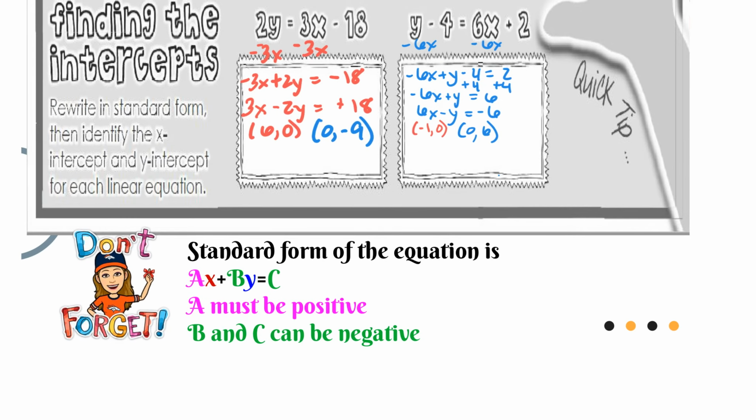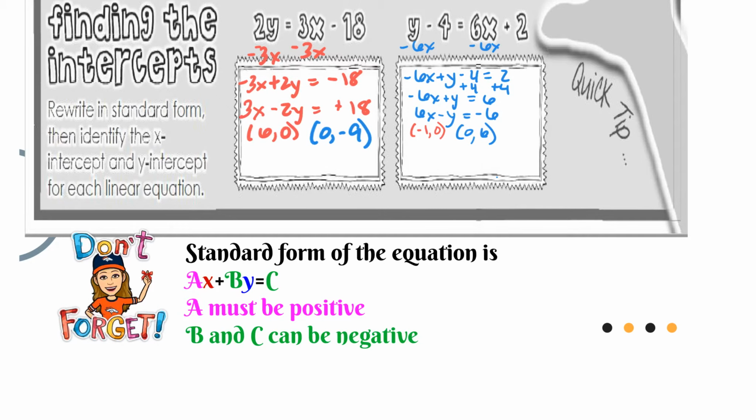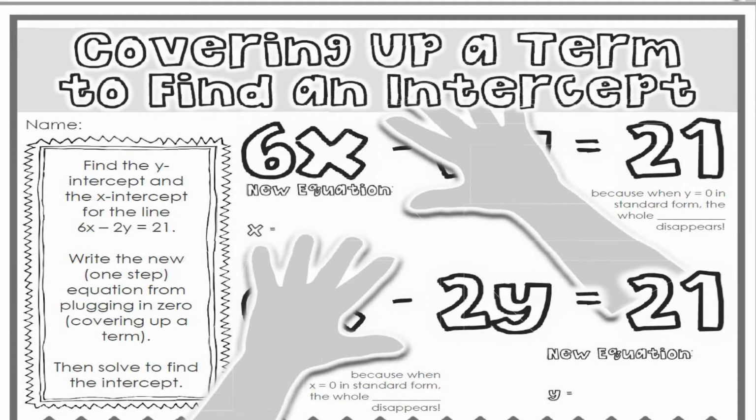So if you recall, don't forget the standard form of the equation is ax plus by equals c. And a must be positive. B and c can be negative. So here's a better explanation of that cover-up method.